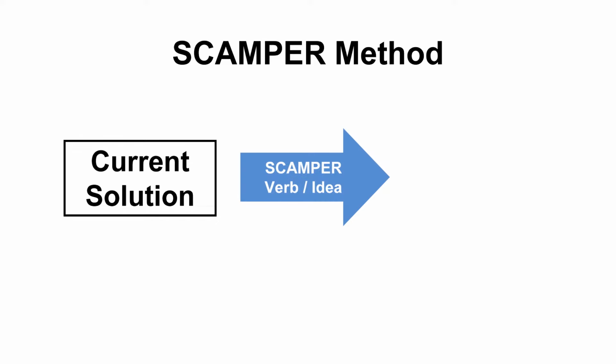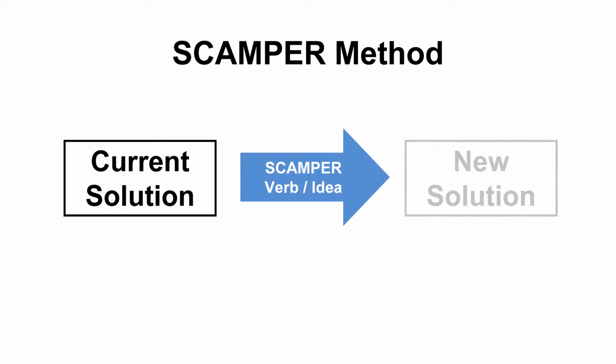But if we want to come up with even more potential solutions, we can use the SCAMPER method. To do this, we want to take a current solution idea and think about the idea through the viewpoint of a SCAMPER verb. This will help us generate new solution ideas, as a SCAMPER verb and its associated meanings act as a guideline to help us think about new ideas from the old ones.